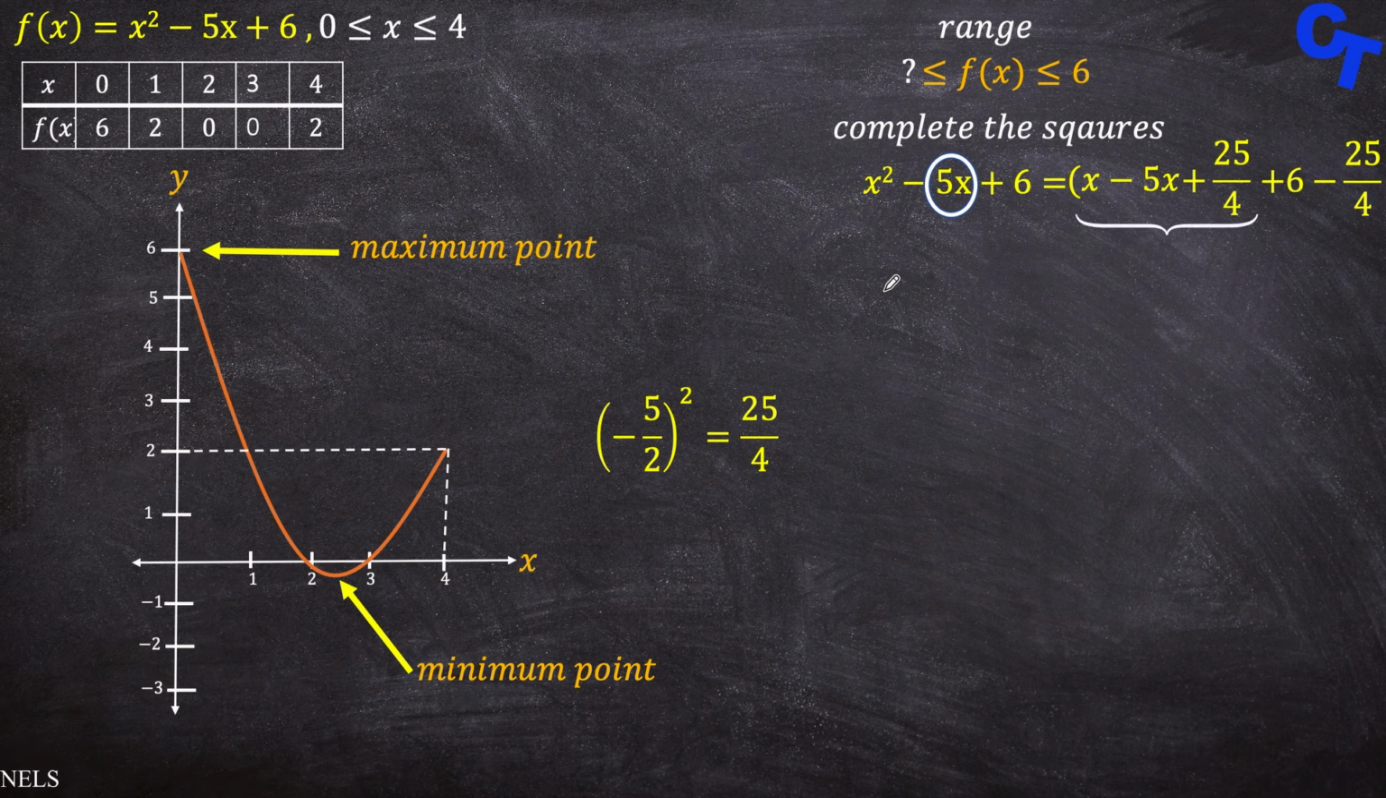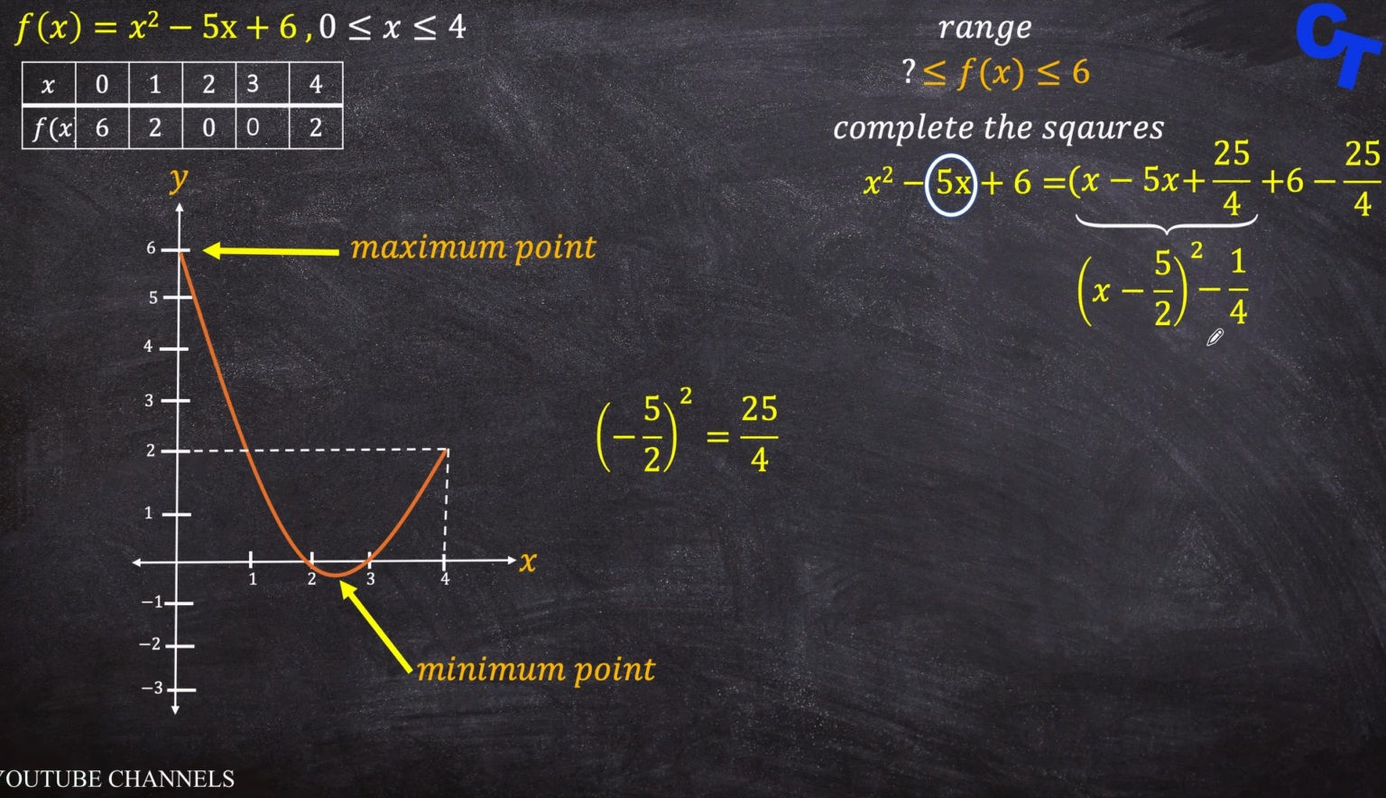Okay. So now, if you look at this, 25 over 4 has a square root, and the square root is 5 over 2. And if we say 5 over 2 plus 5 over 2, we get negative 5x. So that means we can write this as negative x minus 5 over 2 squared, right? If you write this, we're going to get this same expression. And right here we have 6 minus 25 over 4. So all you have to do is take your calculator and you're going to get negative 1/4.